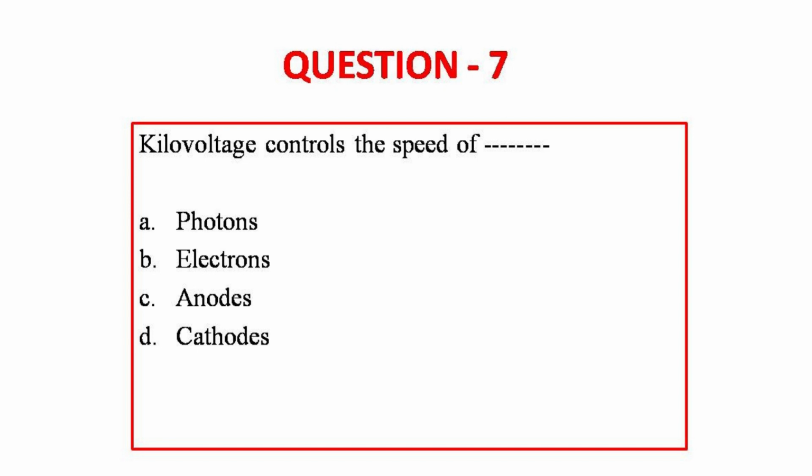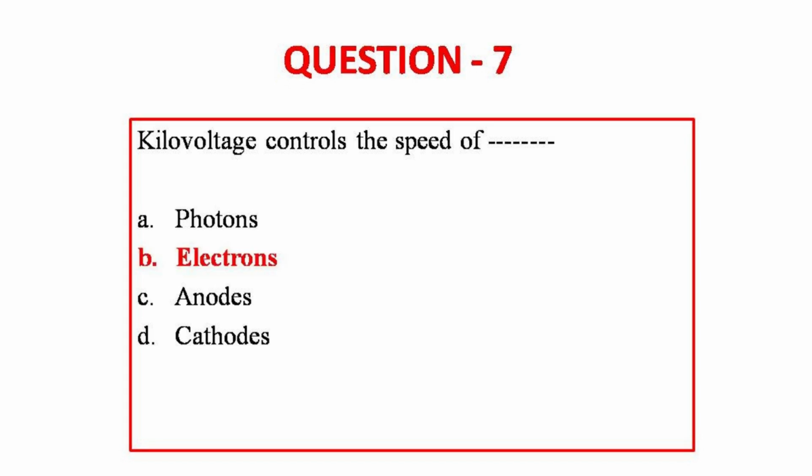So moving on to question number 7. Kilo voltage controls the speed of, they've given 4 options: photons, electrons, anodes, cathodes. So the answer to this question is electrons.